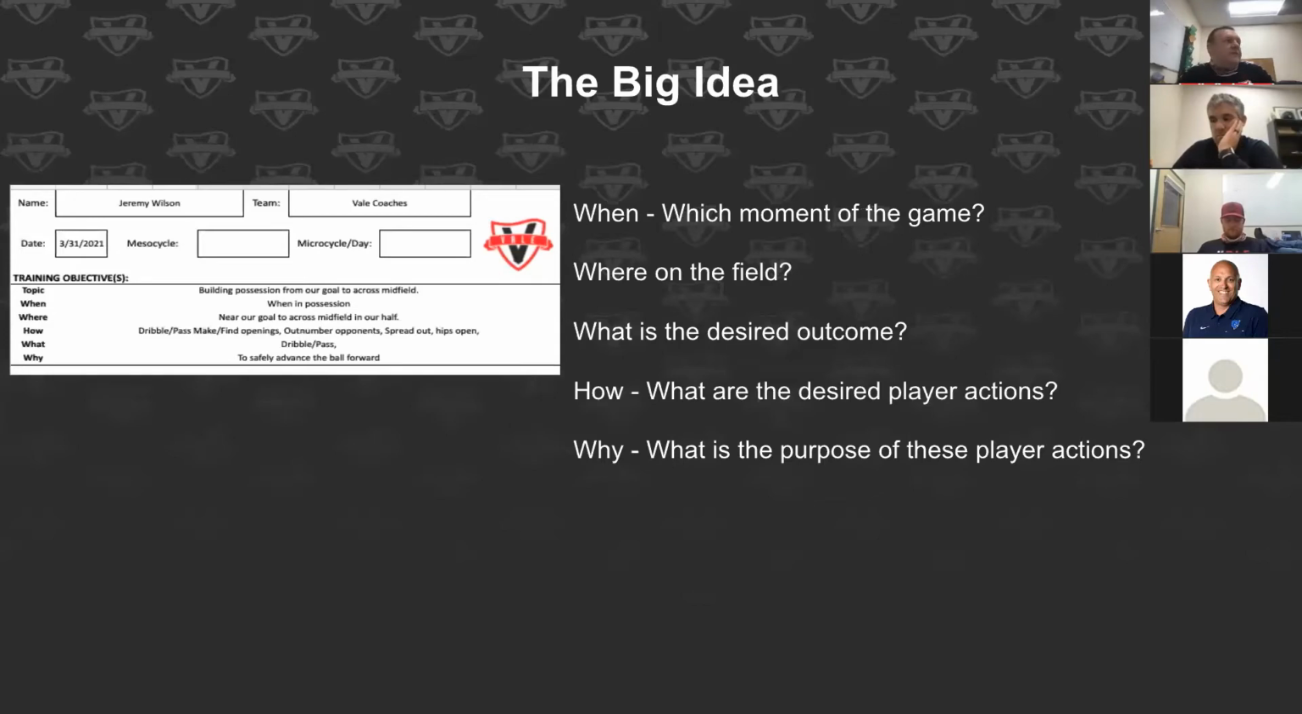So using the topic of building possession from our goal to across midfield. Okay, we want the when to be in possession, where it's near our goal to across the midfield line. Okay, how? Well, we would dribble and pass, we would make or find openings, we would look to outnumber our opponents, we would spread out, and we would try to play with our hips open. So those become our keywords and our coaching points. Okay, the what is to dribble and pass to move the ball forward, and then the why is to safely advance the ball. And the piece in here that isn't as specific as it would be in a session a little bit later is the who, the specific of which players.